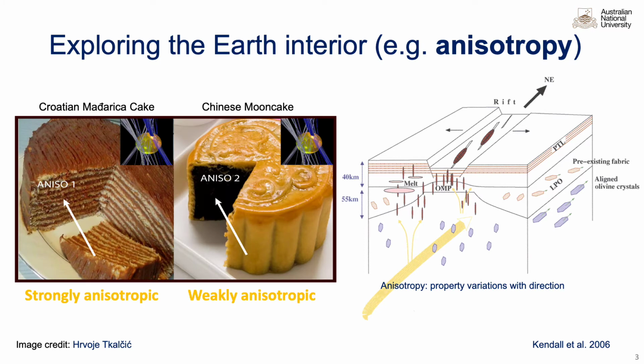Here is an example, the anisotropy for two cakes. You can see the left one has a very clearly layered structure, while the right one inside is well mixed. Therefore, the left one is strongly anisotropic, and the right one is weakly anisotropic. That means we can use the anisotropy to distinguish between them, or even put some sensors on the cake to quantify the information within the cakes. That is similar to what we are doing for our Earth.